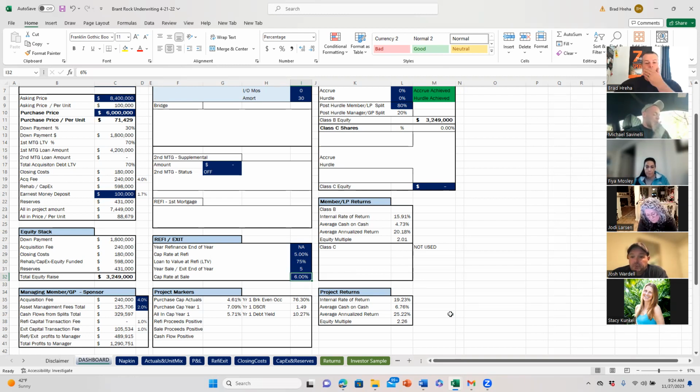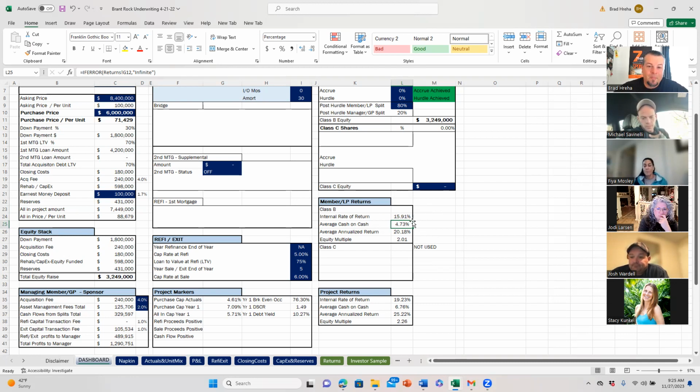So, now that I've changed it a little bit and put exit cap at a 6, now we have a little bit more normal returns. This is starting to look like a decent deal because we got a 15% IRR, close to a 5% cash on cash. And this has been the problem in multifamily the last few years. They just don't cash flow very well.